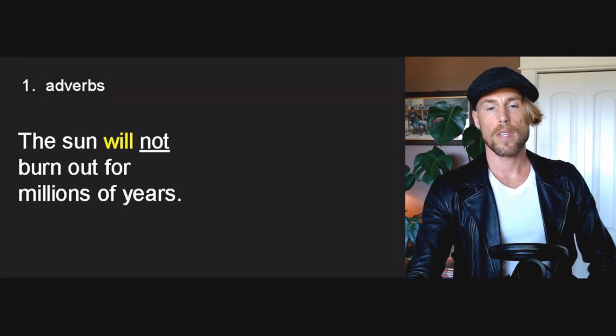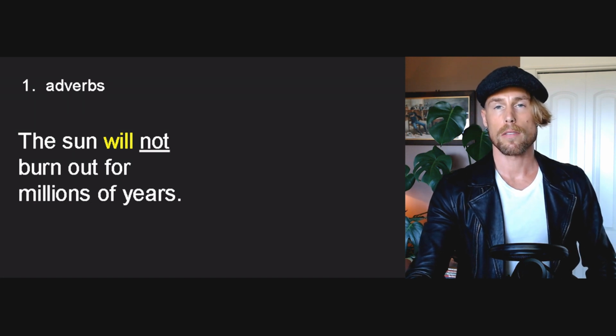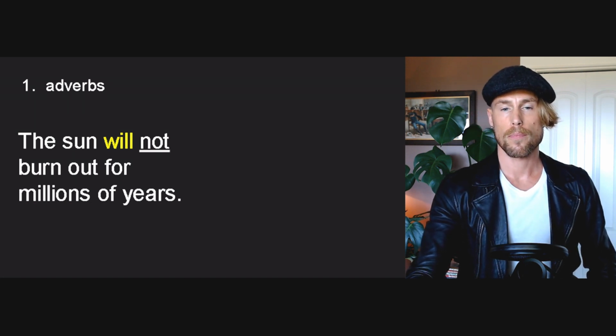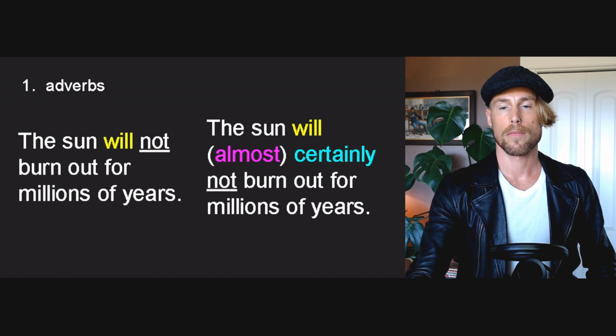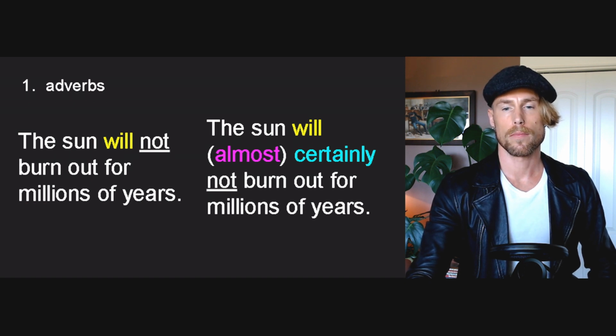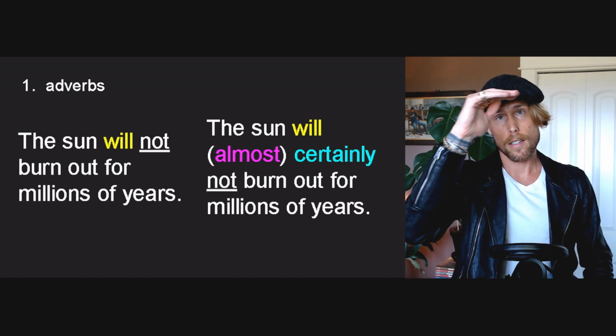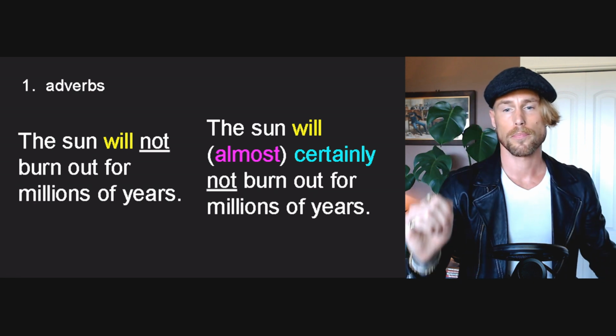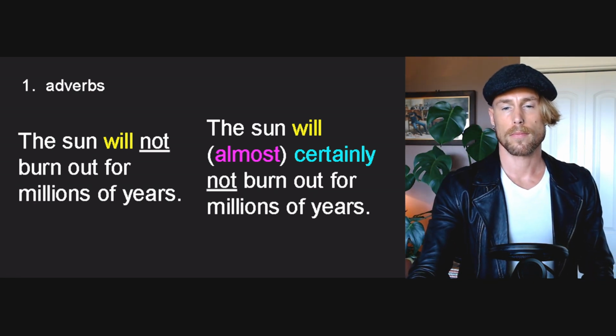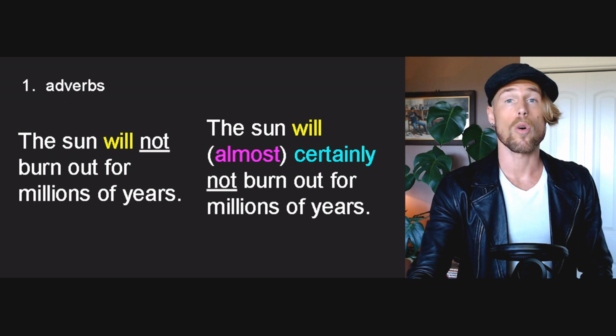Another example: the sun will not burn out for millions of years. The sun will certainly not burn out for millions of years. So here I used a negative, not, and almost certainly not. So again, another modifier. It's certainly, almost certainly, a little bit below. You can use quite certainly as well.